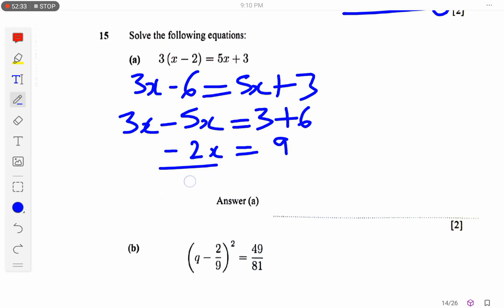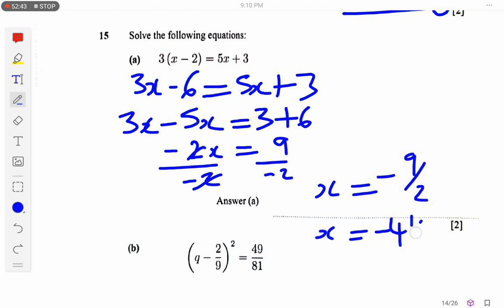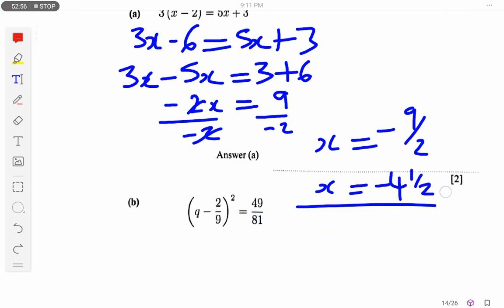So I'll divide by minus 2, by minus 2 here. So our x value is going to be equal to minus 9 over 2, which is the same, x is equal to minus 4.5. Okay, let me just check something here. Okay, that's fine. Let's move on now.